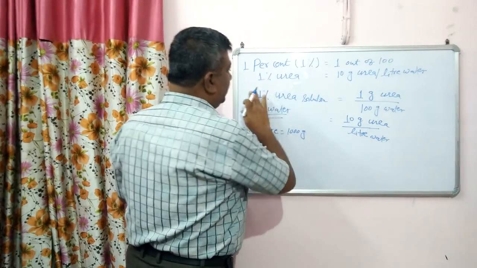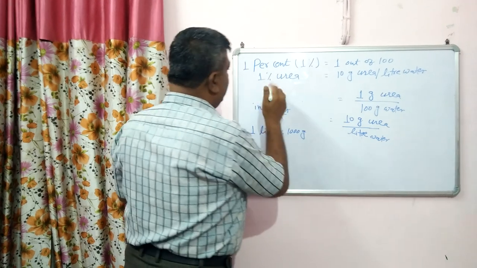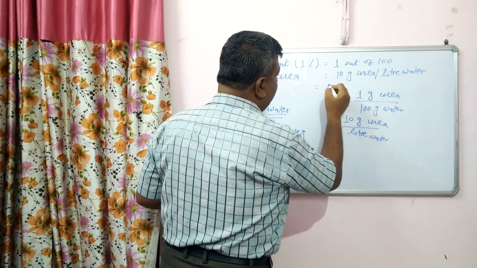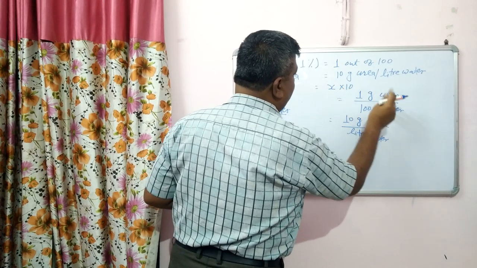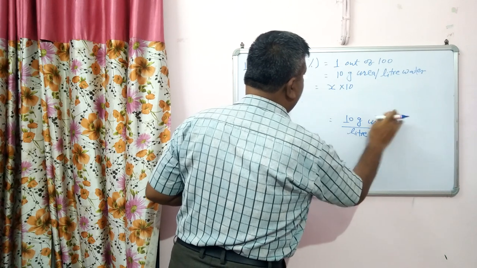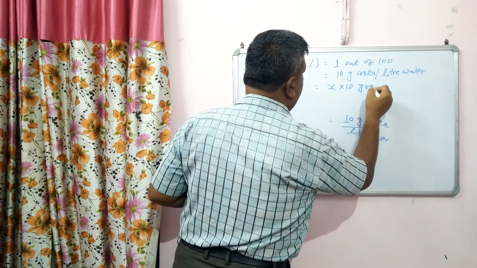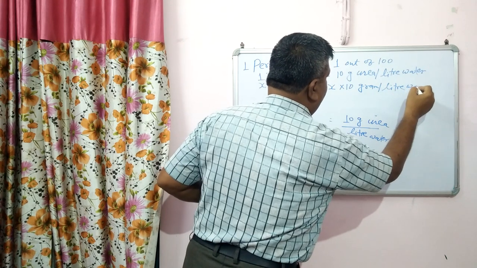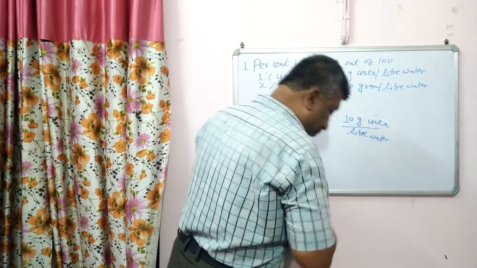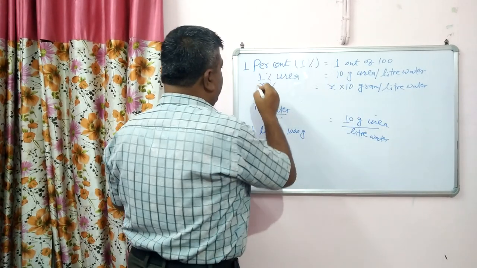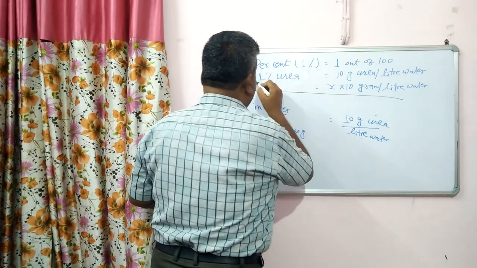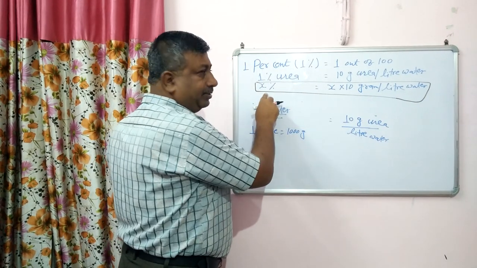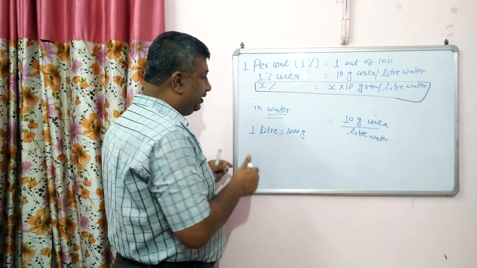Suppose we want to make X percent of anything, then multiply X by 10, and it is in gram per liter of water. So this is the formula of a percent solution. I hope it is clear to you that if we want to make an X percent solution, then multiply X by 10 and dissolve that many grams in 1 liter of water.